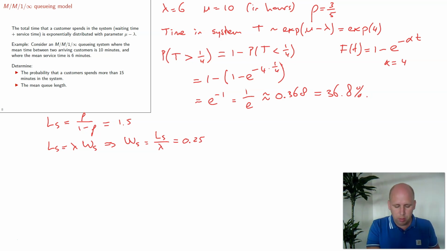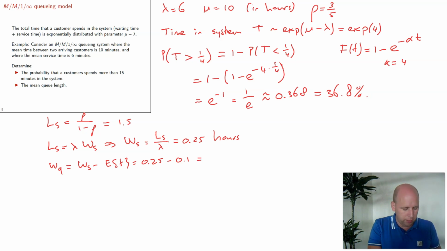And because we talk about time, we should then also indicate the time scale. If we have the expected time in the system, and if we subtract the mean service time from that, then we get the mean time in the queue. So it's Ws minus the expected service time. So it's 0.25 minus the expected service time, which is 6 minutes. So that's 0.1 hours. So that gives us 0.15. So this is the expected time in the queue.